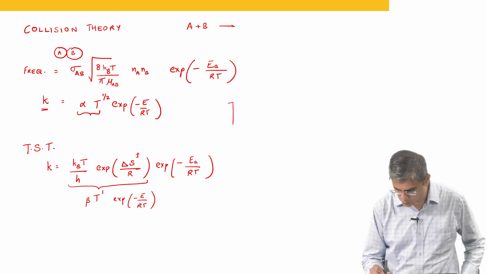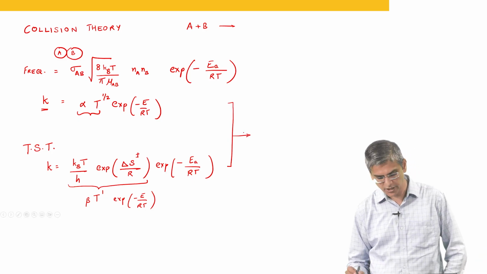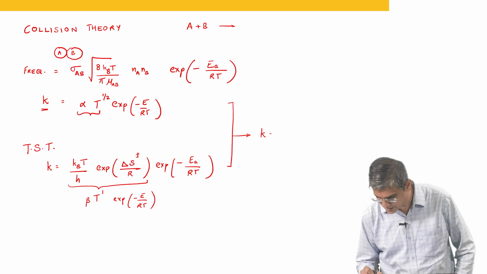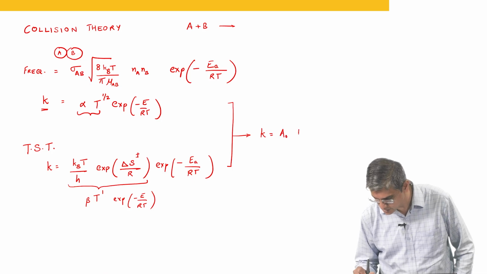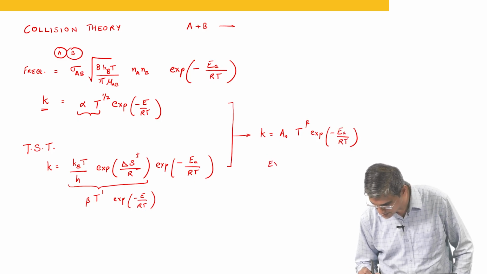Okay. So, if you look at the various theories, to generalize all of this, we can write k as some pre-exponential factor times T to the power beta. This is the extended Arrhenius form.